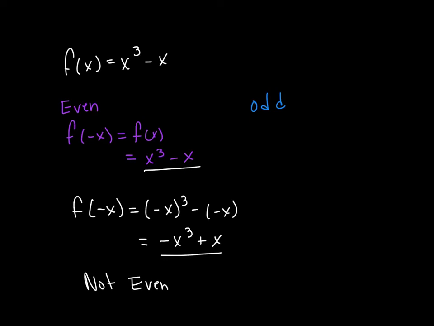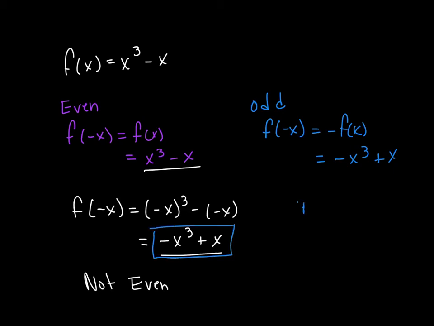For something to be an odd function, an odd function says if I replace a negative value, it has to be the same thing as multiplying a negative on the outside of the entire function. Well, for that to look like that, I would need to change every sign in my function, and it would look like negative x to the third plus x. Well, that is exactly what we have here. So this function is odd.